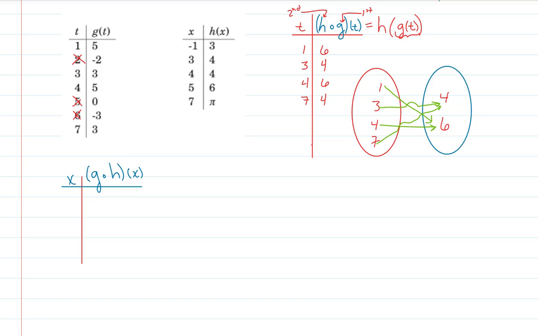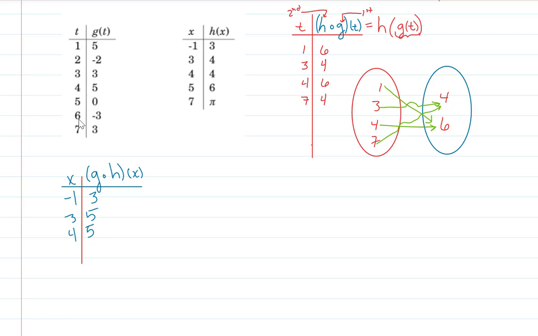Okay, now let's analyze the g o h function. So the g o h function, or g composed with h, this time we will start with the h function and then chain the g function onto it. So in the domain of the h function, -1 is mapped to 3, and 3 is also mapped to 3 with the g function, so -1 is mapped to 3. 3 gets mapped to 4, and 4 gets mapped to 5, so 3 is mapped to 5. 4 is mapped to 4, and 4 is mapped to 5, so 4 is mapped to 5.